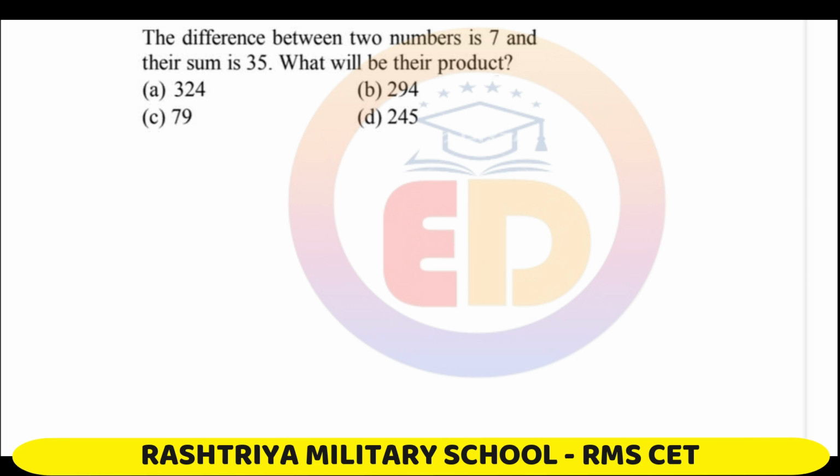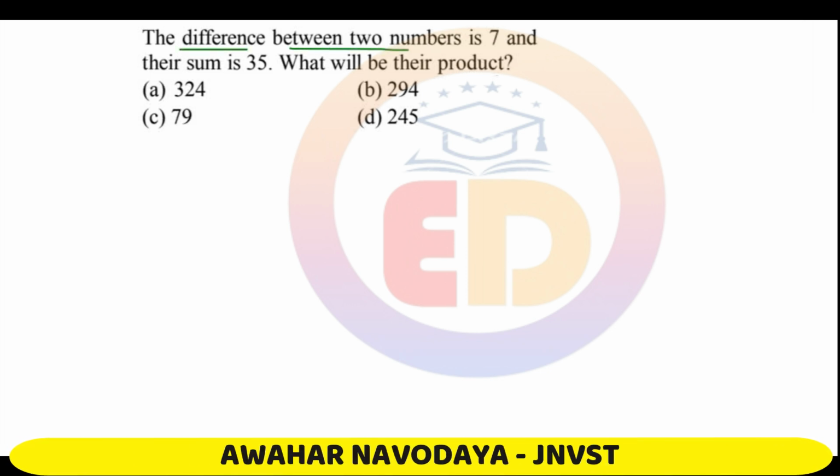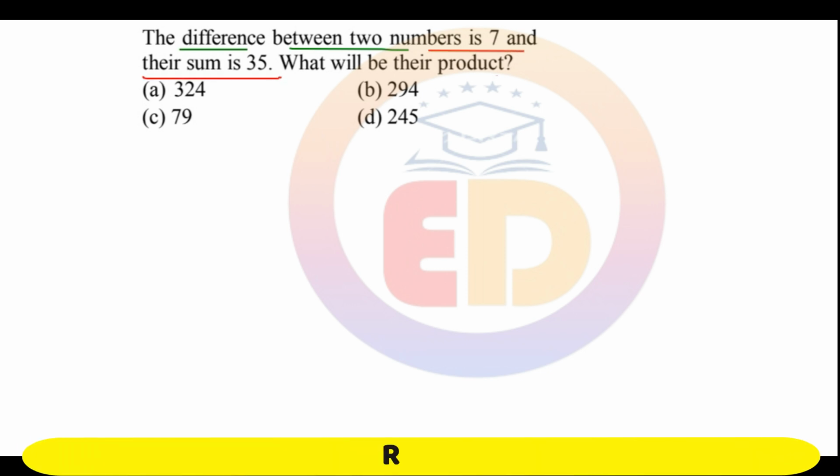The question says the difference between two numbers is 7 and their sum is 35. What will be their product?